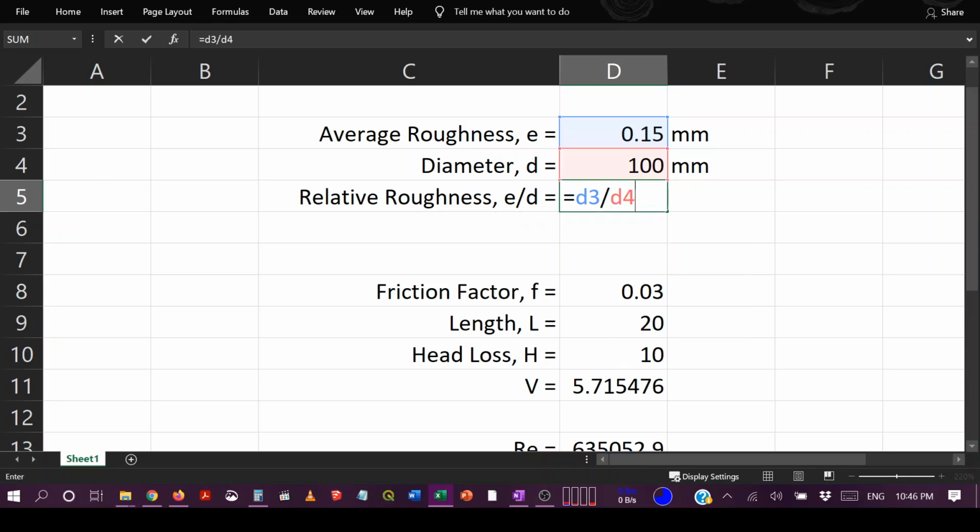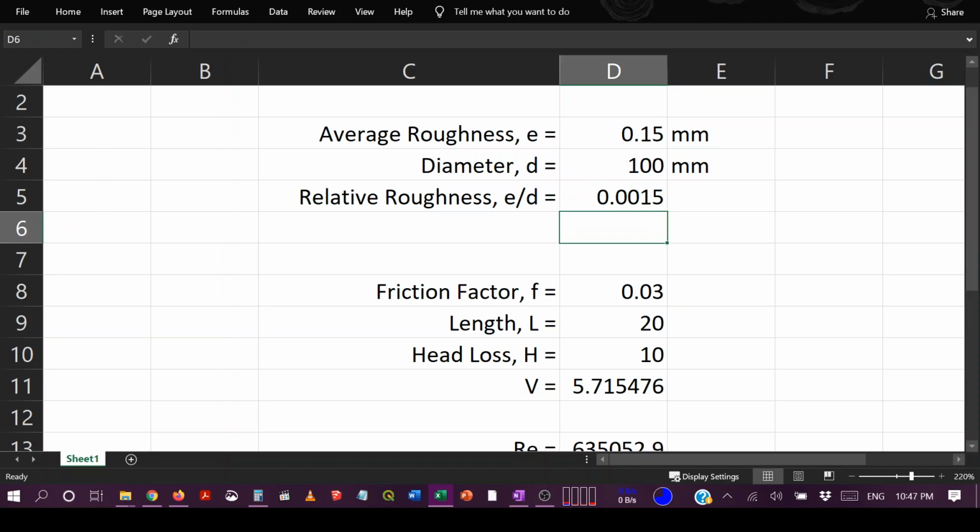Now it has automatically highlighted it in red. If I hit enter, it will automatically give us 0.0015. Now it is showing the numerical value. If I double click, it will show how I got that value, that is what kind of formula I have used. If I double click here, you can see the D3 by D4 formula is visible.